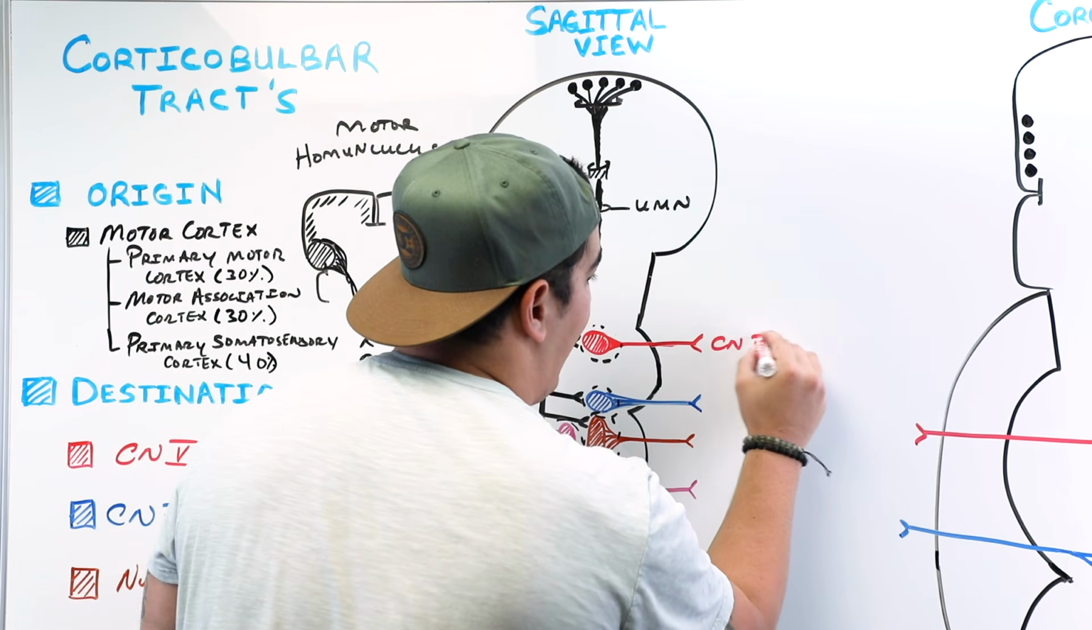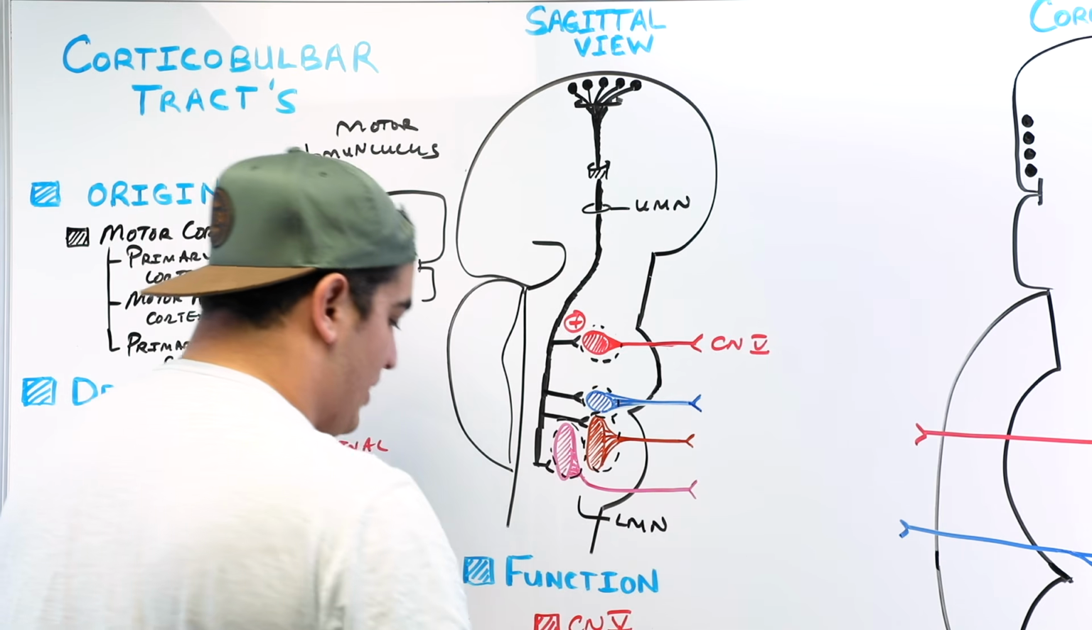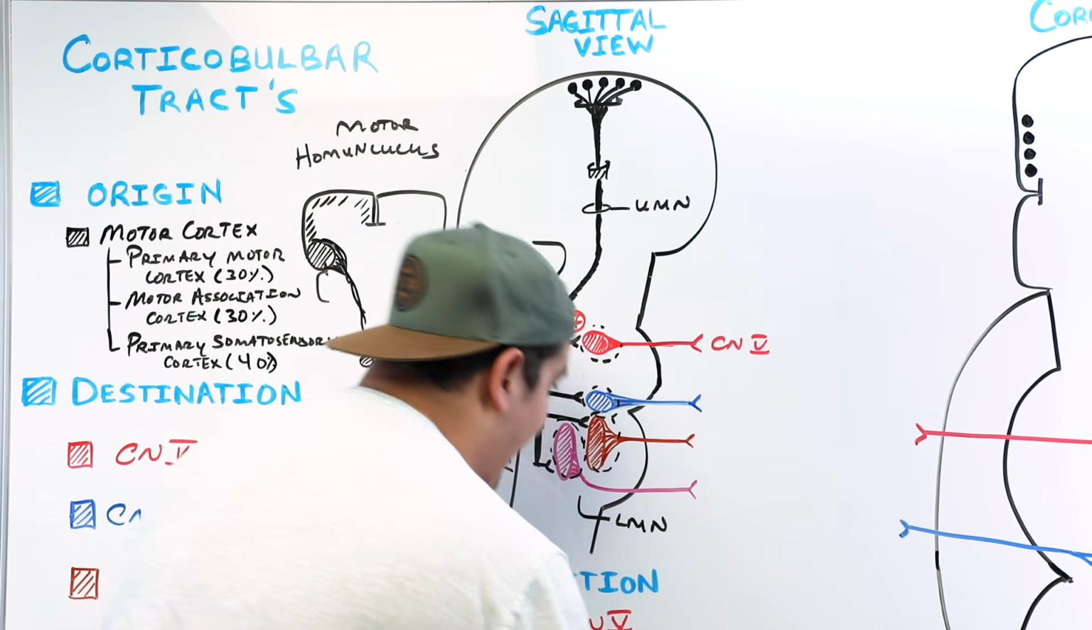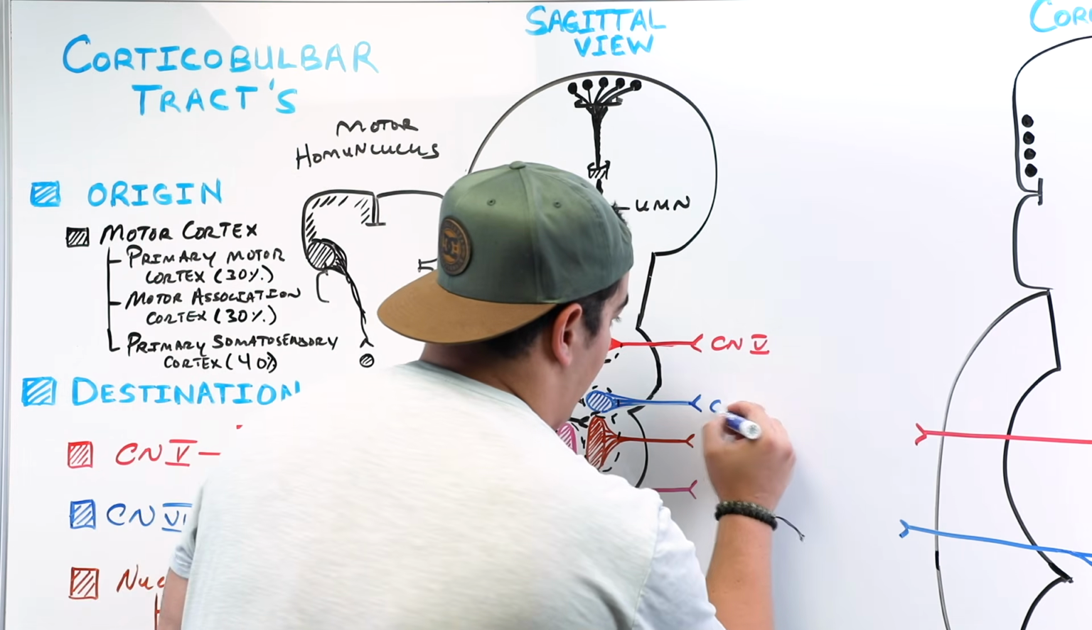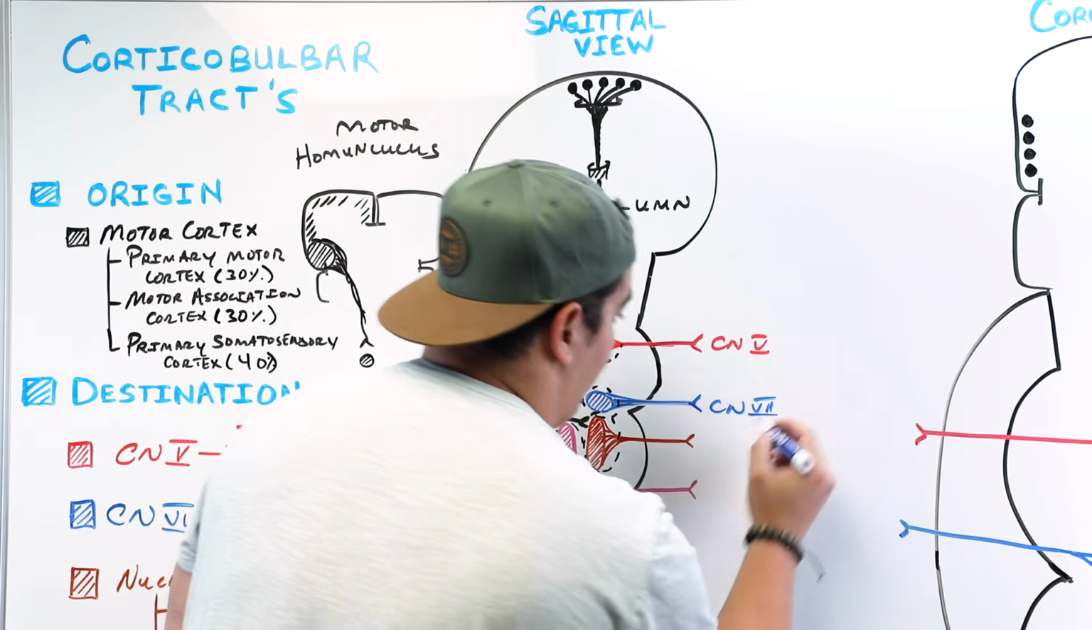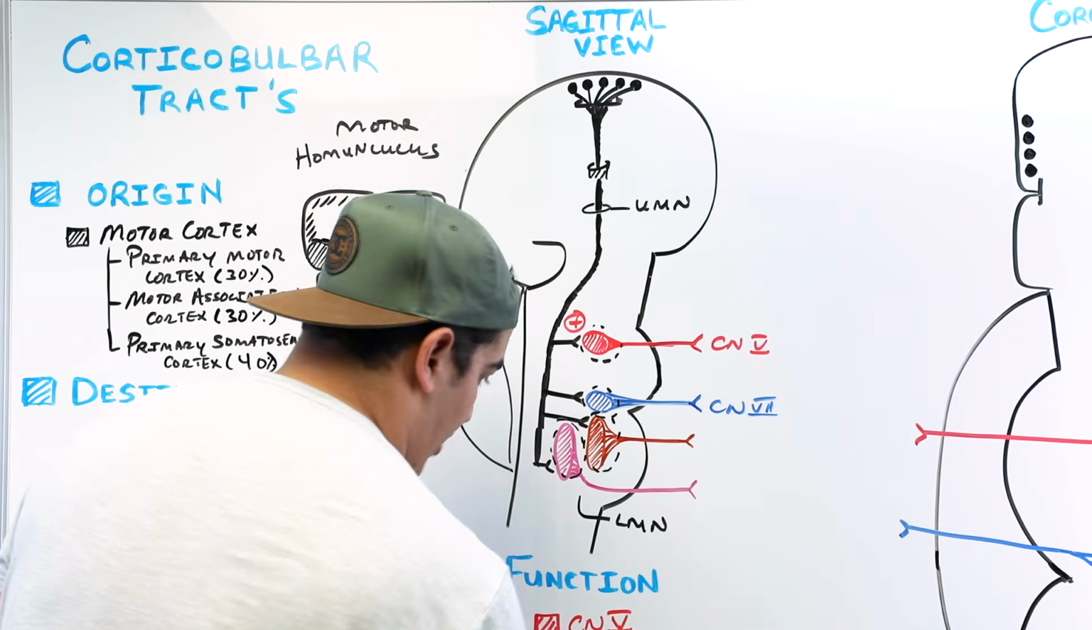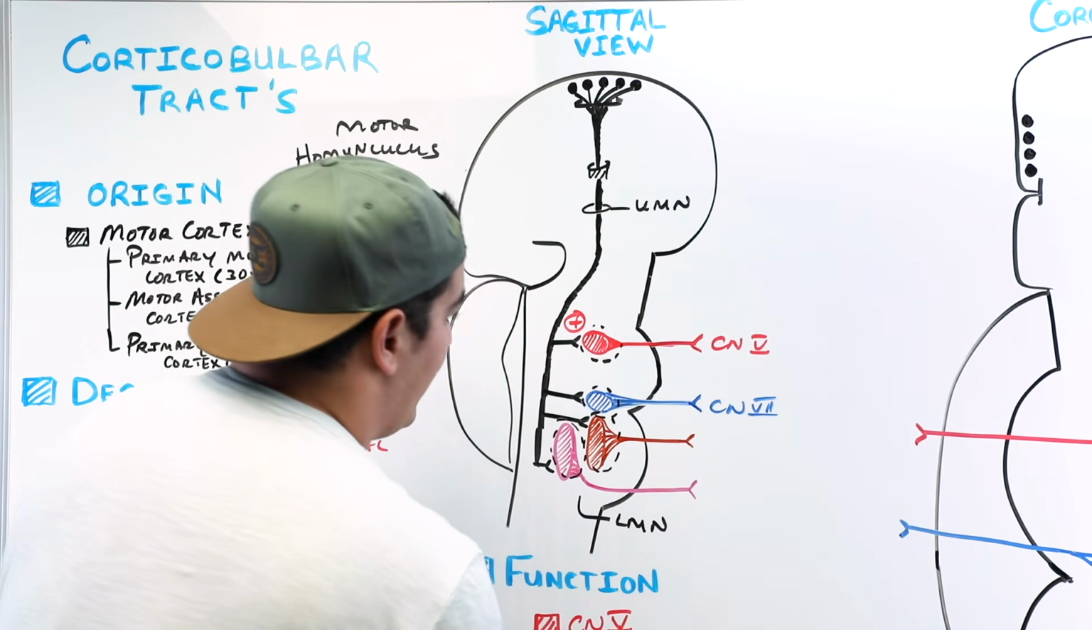Cranial nerve 5. What's that going to go to? Muscles of mastication. It's going to activate each individual nerve here. What is this one? The facial. What is that going to go to? Repetition's good, right? Muscles of facial expression. It's going to go here to the nucleus ambiguus.